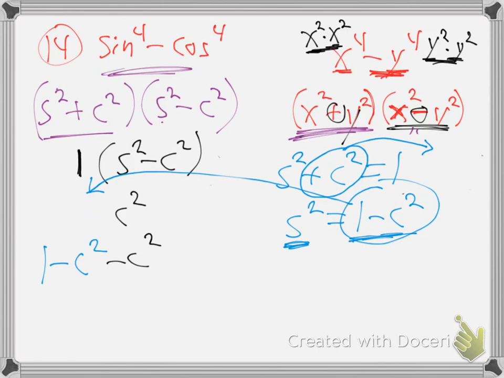Let me back up a little bit. So I got down to sine squared minus cosine squared. I looked over here and said, well, I'm going to take the Pythagorean identity. Sine squared plus cosine squared is 1. Solve for sine squared. Plug it in over here for sine squared. And now, what is 1 minus cosine squared minus cosine squared? It's minus 2 cosine squared. That's there, isn't it? Answer A.